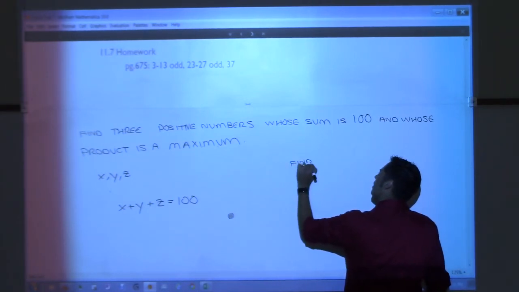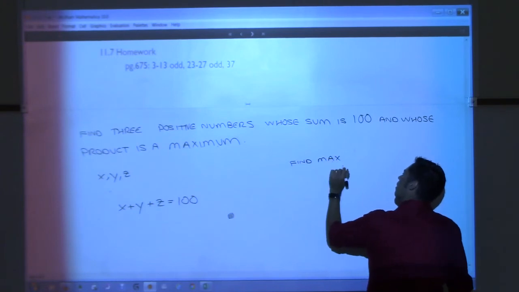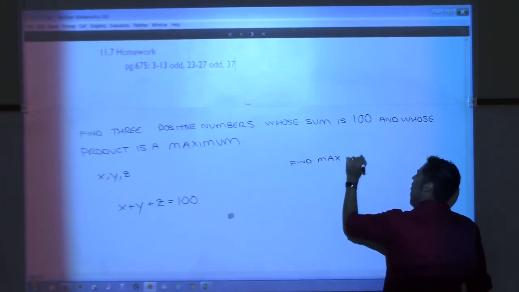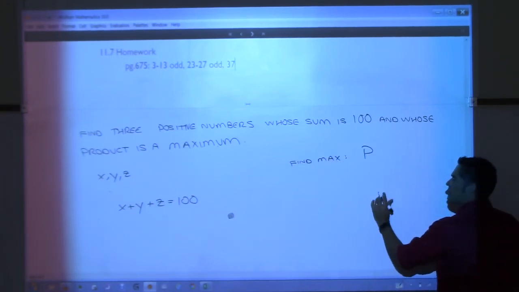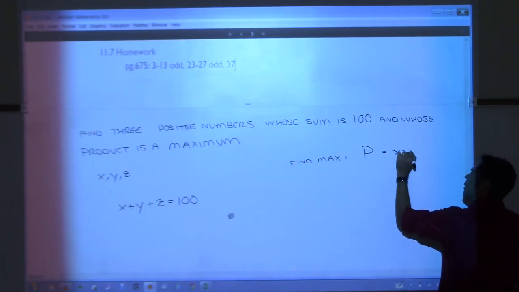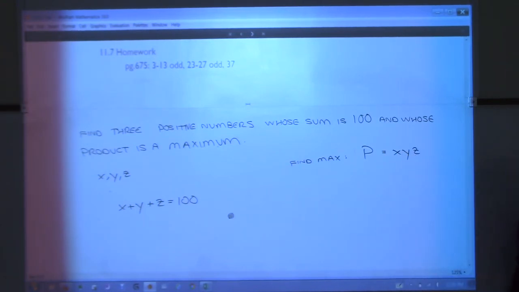Find the maximum of the product, right? So we'll call it P. And what is the product? x, y, z. Okay, how many variables do we have there? 3. I can't do the maximum and minimum of 3 variables yet. It's coming, all right? It's coming. 11.8 is, we're going to have an easy way of doing all these problems. Easier than this, for sure, all right?